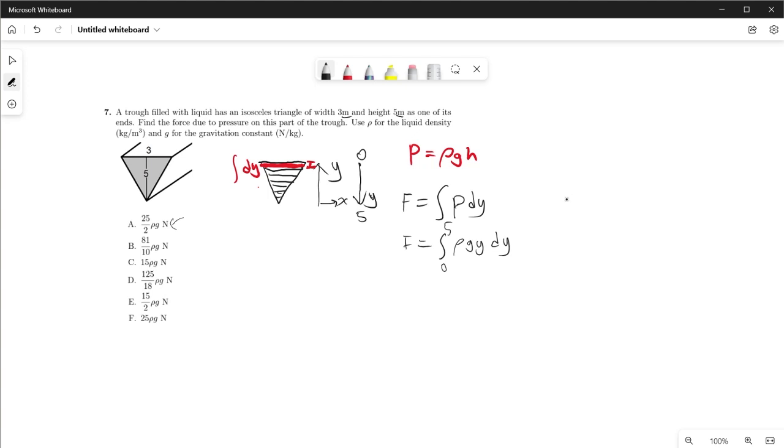and then I will have the integration from 0 to 5. Rho and g are constants that can come outside, and I'm integrating over y, so it's just a simple power rule. So that would be 0 to 5. It would be rho g times 25 over 2 minus 0, and that would be answer A.